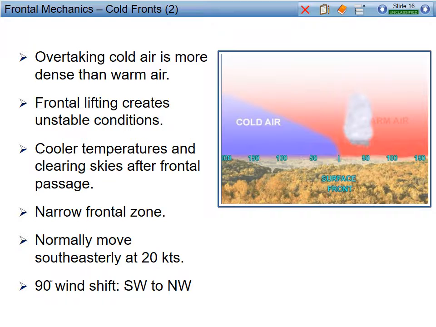There are typically cooler temperatures and clearing skies after the frontal passage, and it's a relatively narrow frontal zone, particularly when compared to the warm front. These normally move southeasterly at 20 knots, and therefore the wind out ahead will be parallel, coming from the southwest, and then the wind behind will shift 90 degrees clockwise to the northwest.